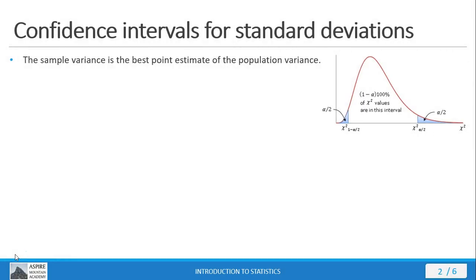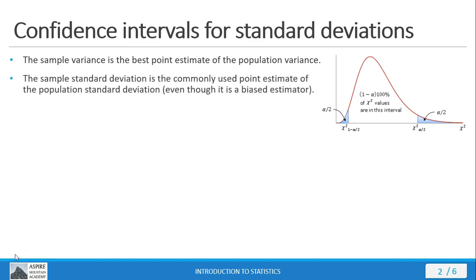So, recall from our earlier discussion of biased and unbiased estimators way back when, that the sample variance is the best point estimate of the population variance, because like the sample mean and the sample proportion, sample variance is an unbiased estimator. Well, the sample standard deviation is commonly used as the point estimate for the population standard deviation, even though the standard deviation is a biased estimator.